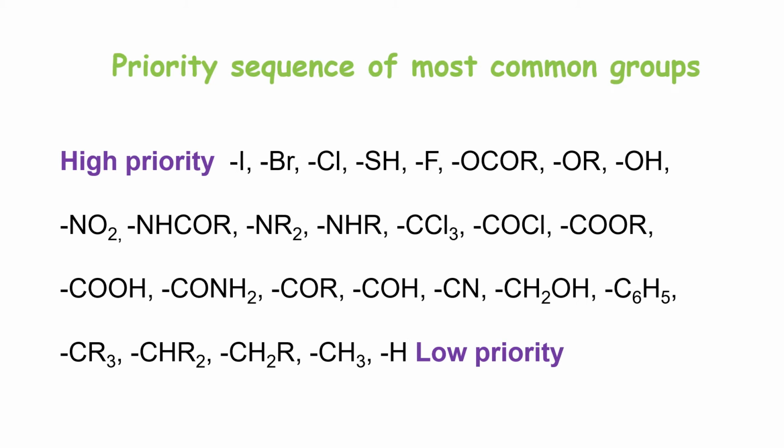This is a handy reference for you. You will observe this sequence of some commonly observed groups starting from highest priority to the lowest priority. You can get this sequence in the textbook by Bahl and Bahl.